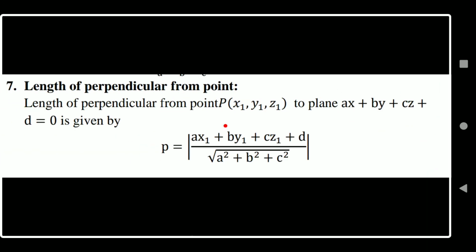And the last point is the length of the perpendicular from the point P of x1, y1, z1 to the plane ax plus by plus cz plus d equal to 0. So the length of the perpendicular from the point to the plane is given by the formula p equal to mod of (ax1 plus by1 plus cz1 plus d) upon under root (a square plus b square plus c square). We have to take this formula in modulus to find distance, because distance is always positive.